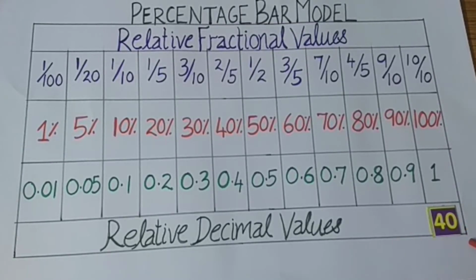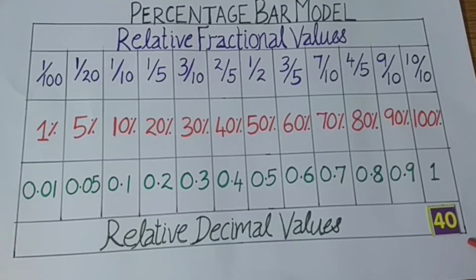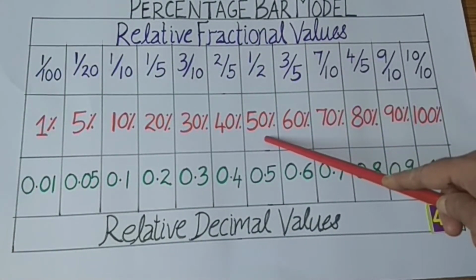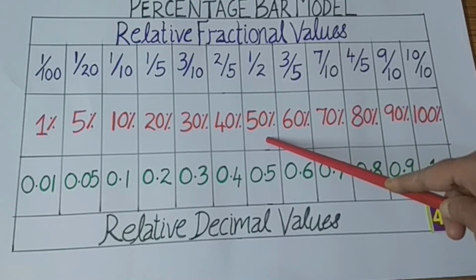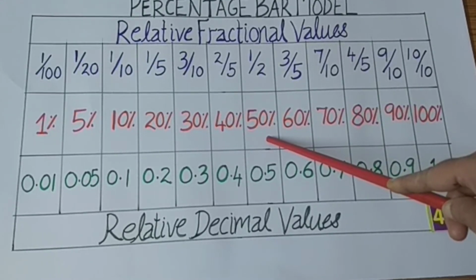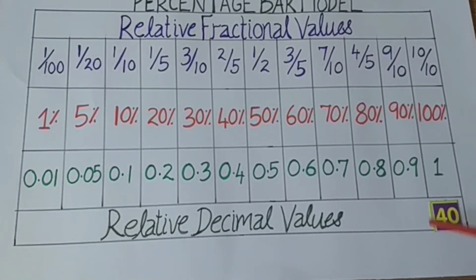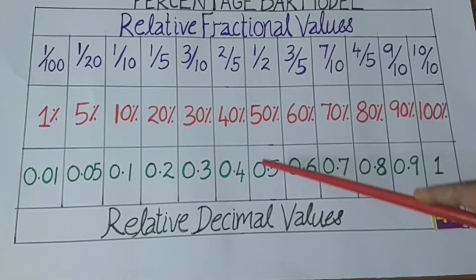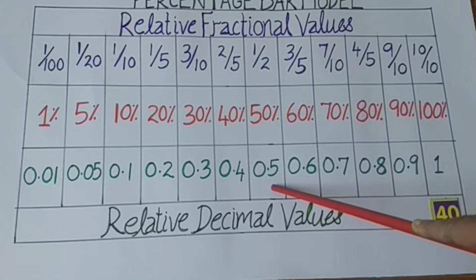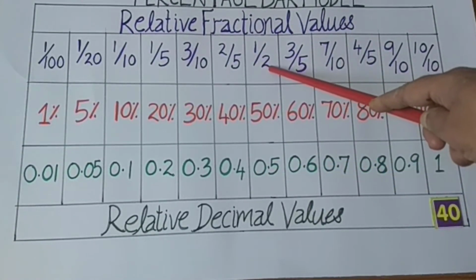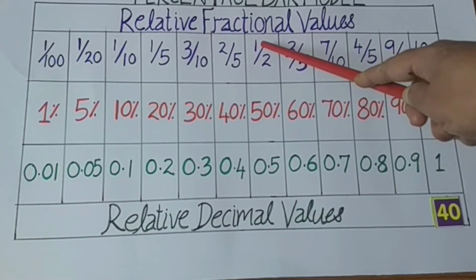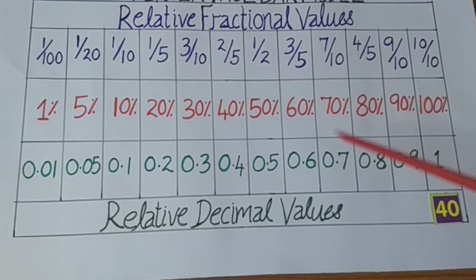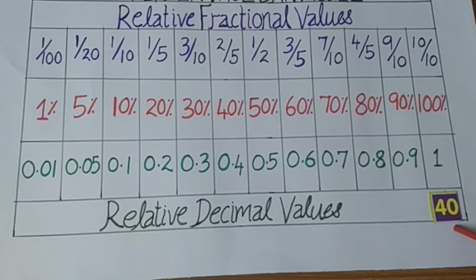Imagine that there is a situation where the class strength is 40 students. 50% of the students are going to be girls. How many are girls? So when we find out 50% of 40, either you go for the relative fractional value or you go for the relative decimal value. Generally, they find fractions to be much easier. So it's half of 40, which is 1 by 2 of 40. The answer is going to be 20.